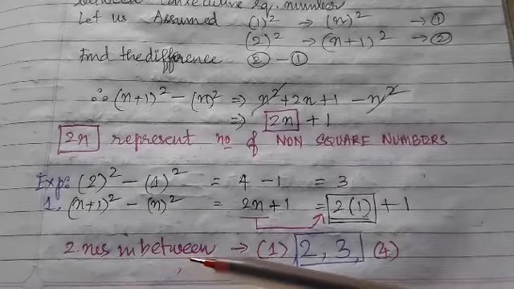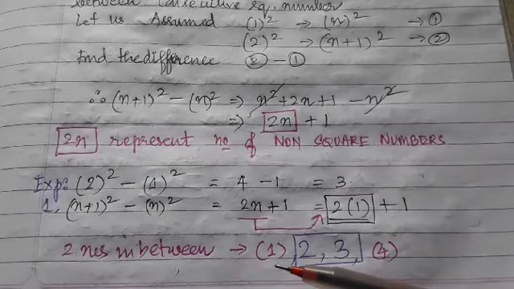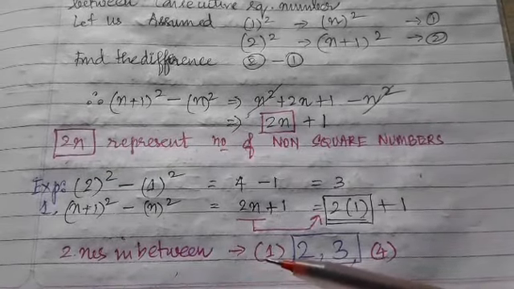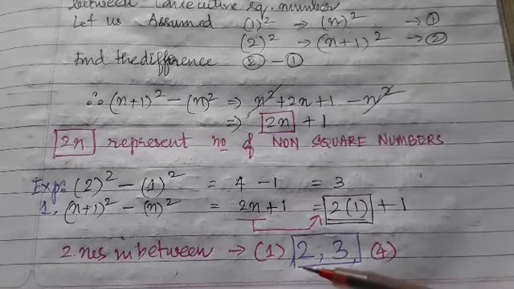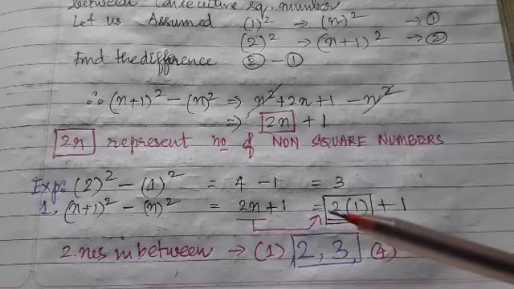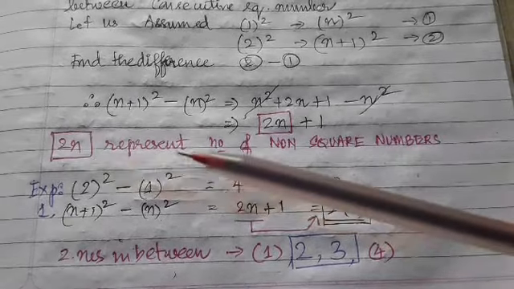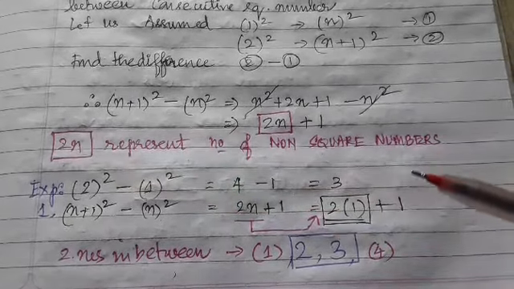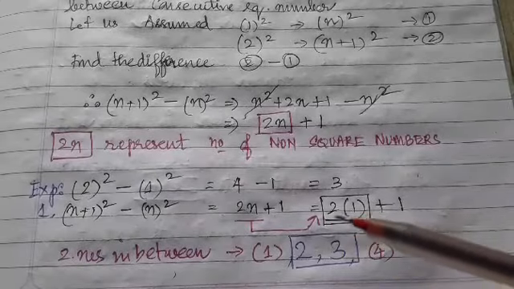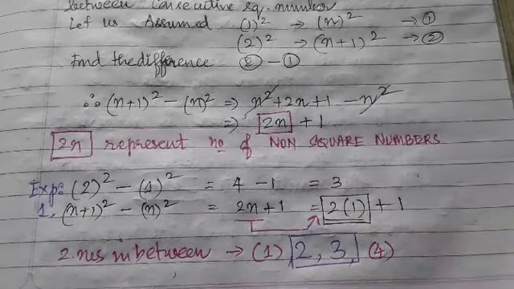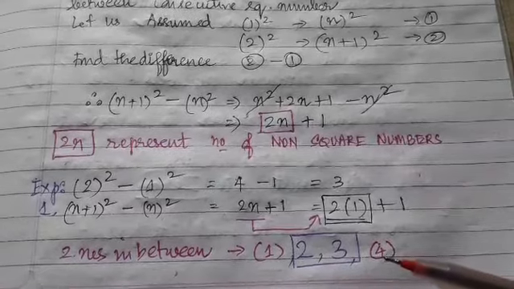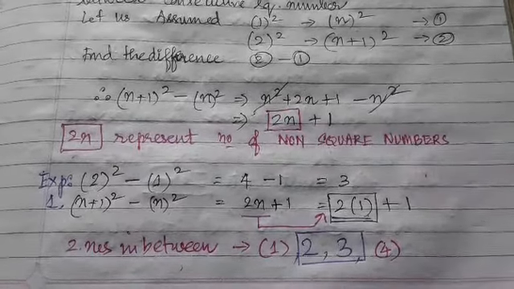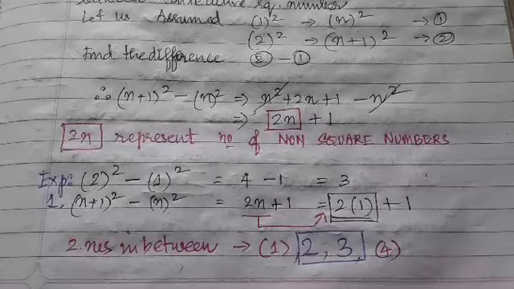Two numbers are in between the first two perfect square numbers. One is a perfect square and the next perfect square is 4. In between, how many numbers are coming? You see 2 and 3, two numbers. I told you the 2n represents the number of non-square numbers. So from this formula, 2 into 1 is 2. That means two numbers are between the perfect square number 1 and the perfect square number 4. Understood? Another example I will tell you.